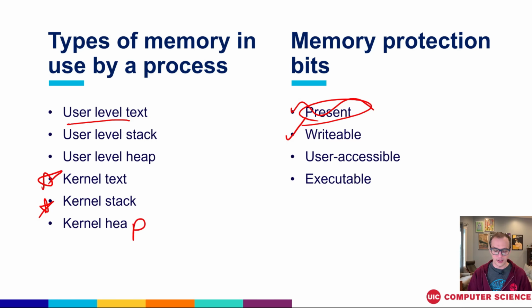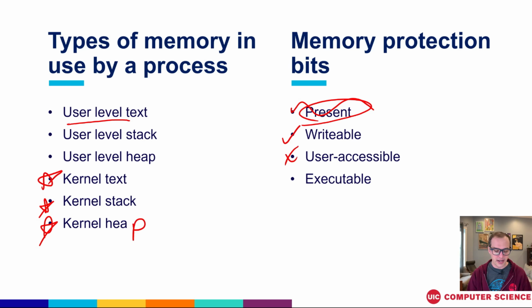And then finally, the kernel heap is writable, right? We want to be able to malloc things and read them and write to them. And the kernel, importantly, is going to have a lot of the same mechanisms that you have at user level. It's going to have a heap where it dynamically allocates things. It's going to have one stack per user level process. It's going to have its text. It's going to have all that good stuff.